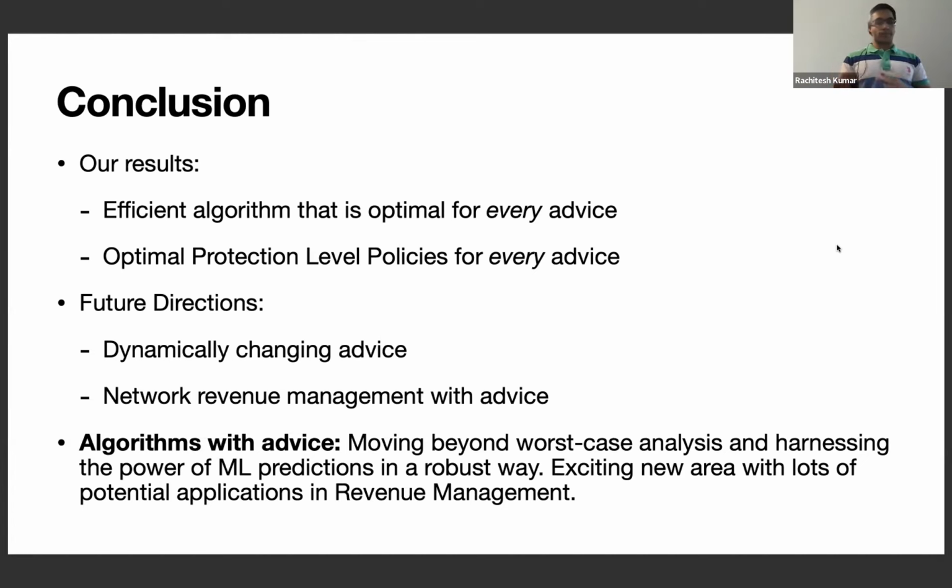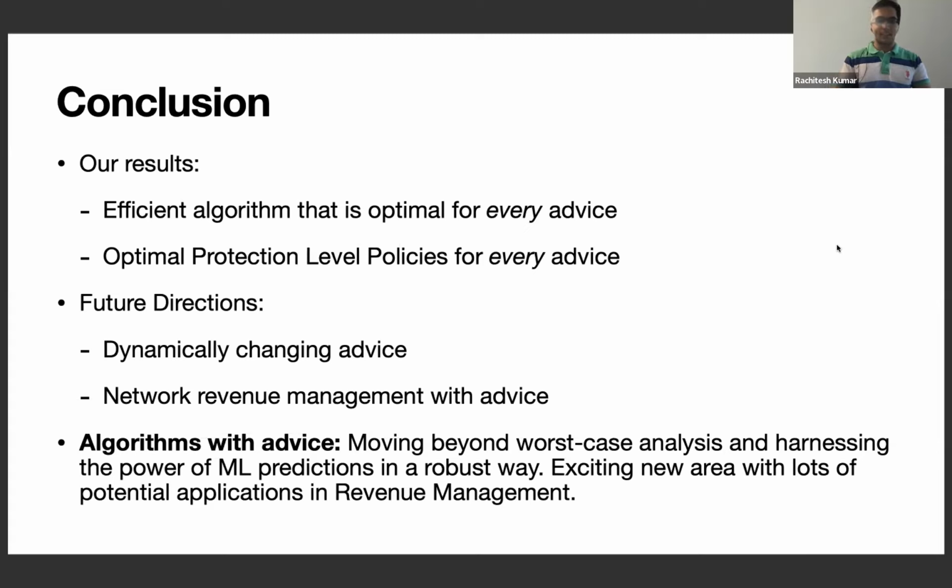In the future, we would like to be able to incorporate dynamically changing advice. This has some modeling challenges. So right now, we're only assuming that advice is given at the beginning of the time horizon about all future demand, but this might evolve as the environment is changing. But it's not exactly clear how to model that efficiently. And we would also like to extend our results beyond just a single resource to network revenue management.